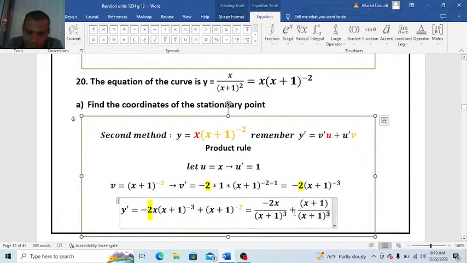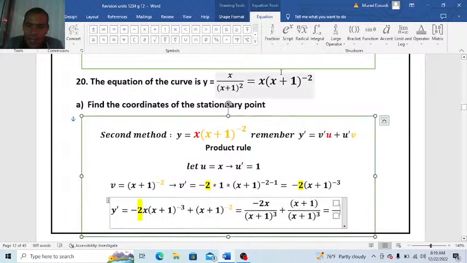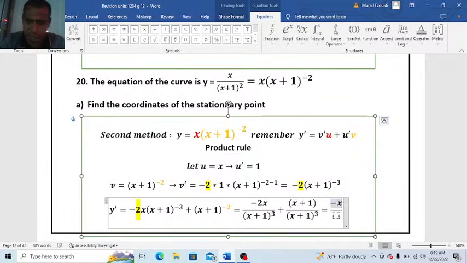Now you can see, minus 2x over (x plus 1) to the power 3 plus (x plus 1) over (x plus 1) to the power 3 equals what, learners? They both have the same denominator, so I just add: minus 2x plus x is minus x, plus 1.